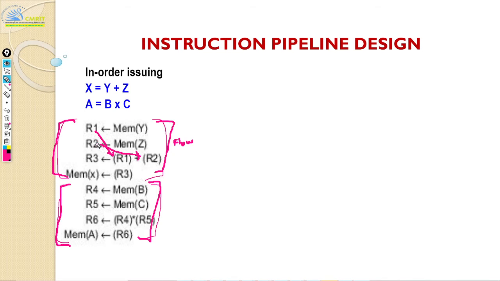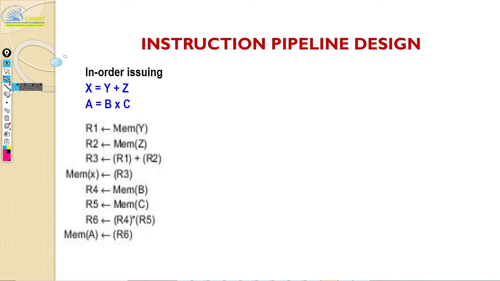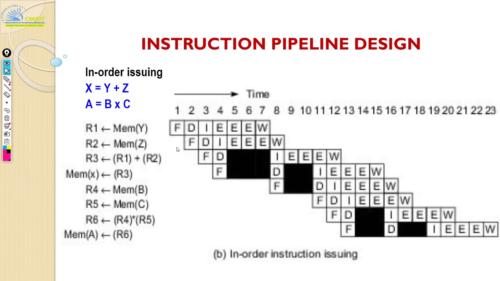So now if you actually execute it in order, what is going to happen is that you have to wait for these two instructions to finish before your R3 instruction, the instruction corresponding to this, is going to get executed, because your add instruction has to wait until your R1 and R2 are fully loaded. Okay, so now how is the pipeline going to look? The pipeline is going to look like this.